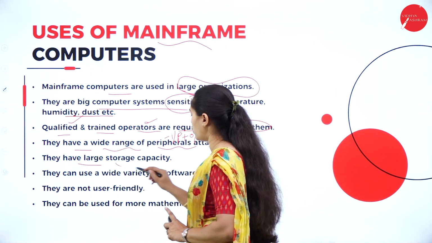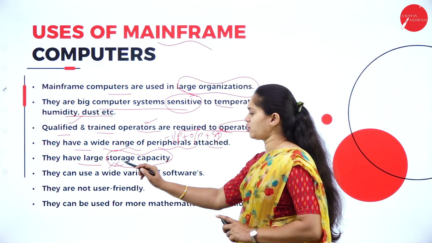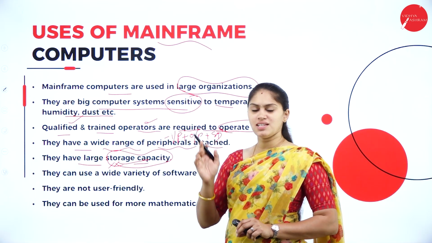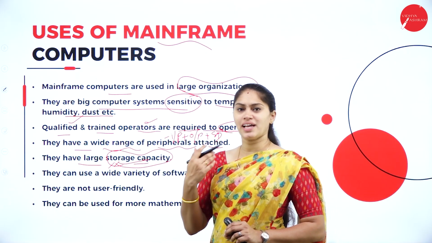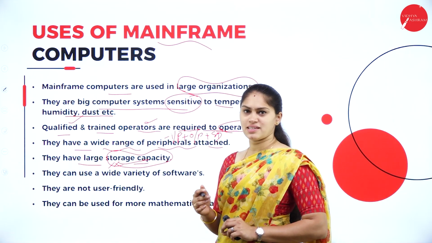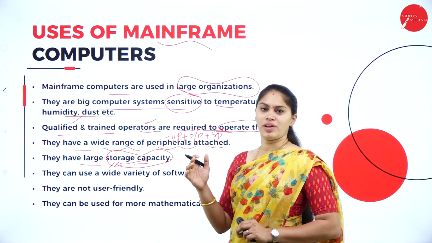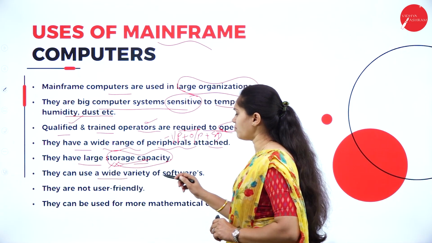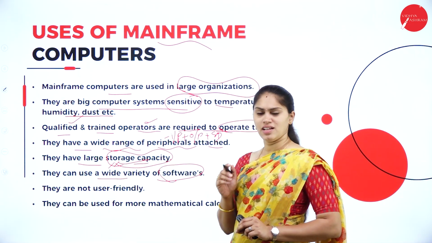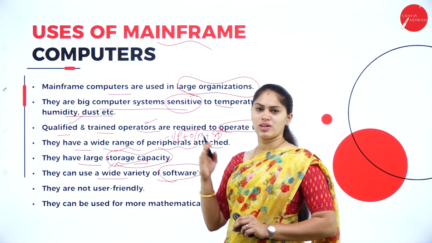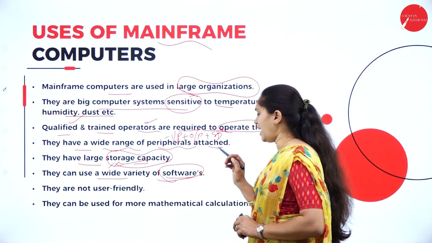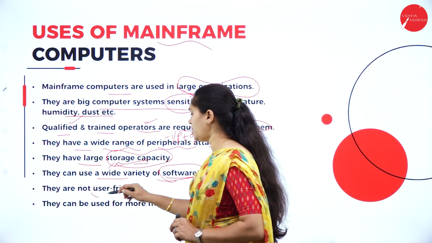They have large storage capacity. You need to concentrate on this point: large storage capacity. Just understand, if it is able to execute 16 million instructions per second, then we require large storage space. That is what we have in this mainframe computer, and they can have a wide variety of software. It is not based on a particular purpose of software. Here it can have n number of software, and they are not user friendly.